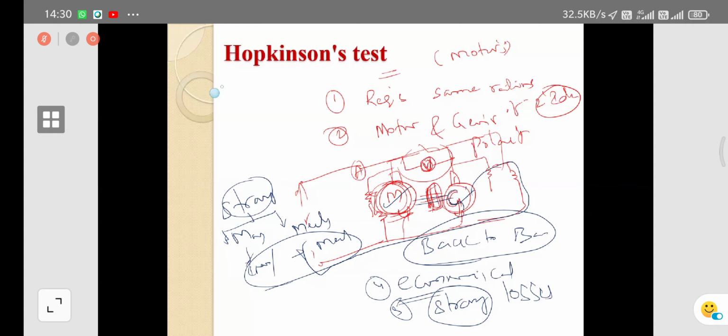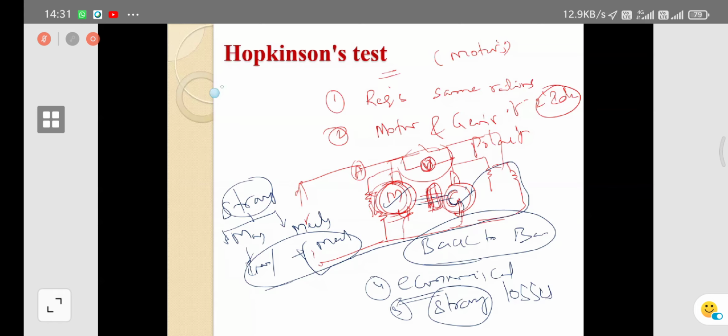The stray losses are not equally divided in the Hopkinson test. But in the field test, the stray losses are equally divided because of their speed and excitation. The field test requires two identical series motors, so it can be run under load condition only. Based on that speed and excitation, the stray losses are equally divided because of the equal excitation of both machines, both series motors. That point you have to remember.